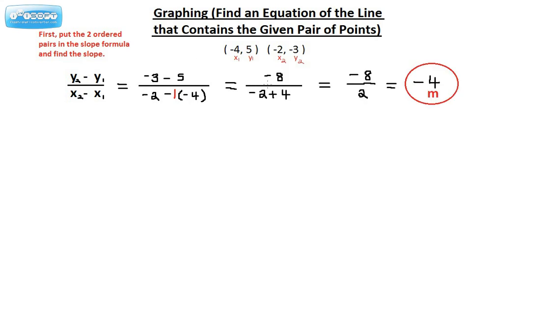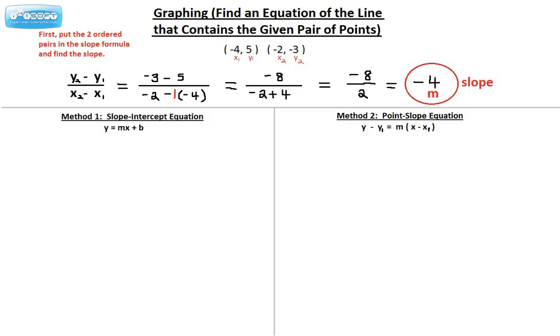After working this out, we have -2 plus 4 on the bottom, and on the top we have -8. We divide -8 by 2, and we get -4 as our slope. So now we can use one of two methods to find our equation, and I'm going to do both just to show that you can use either one you want.